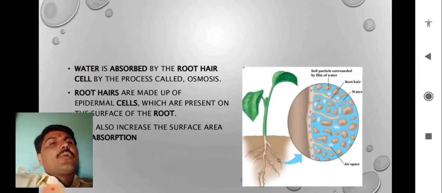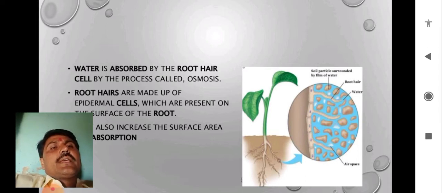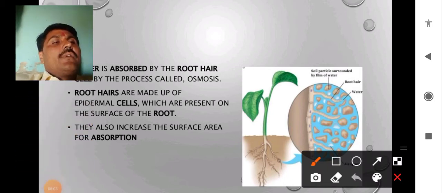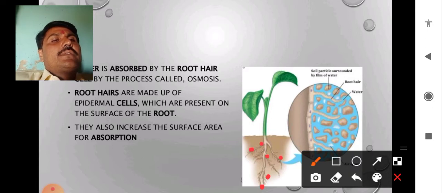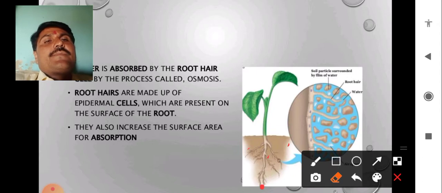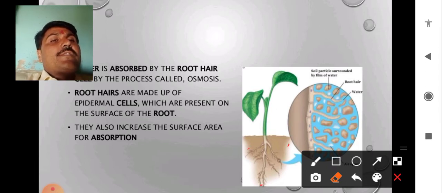So friends, water is absorbed by the root hair cell by the process called osmosis. When we look at these root hairs, these are the tap root, and the root hairs are micro hair-like structures attached on the lateral roots of the tap roots. Root hairs are made up of epidermal cells present on the surface of the root. They also increase the surface area for absorption.